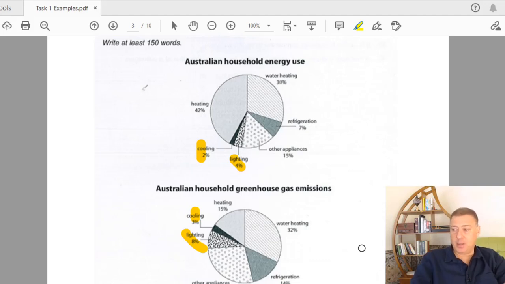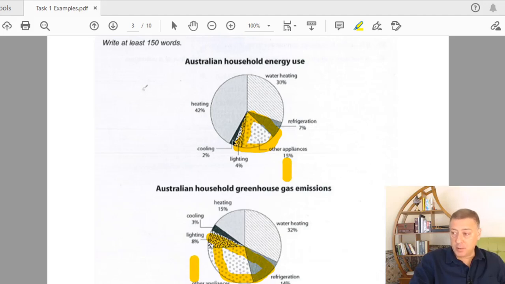Again, if we look, it's all about energy use, so there are 6. So let's just choose 3 for each category. So let's say heating, water heating, and cooling. Those seem slightly related. Lighting, other appliances, and refrigeration. So those are our 2 groups. So we're going to talk about, let's just consider that's one body paragraph, first or second, doesn't really matter.